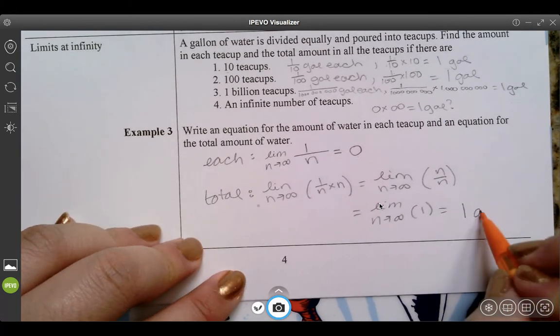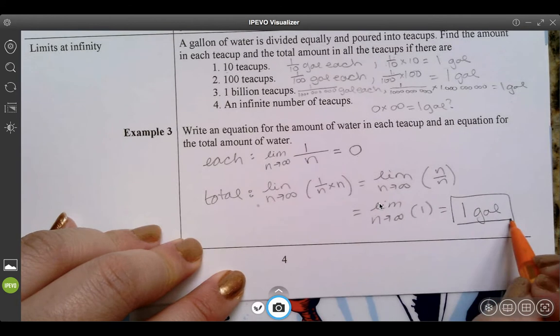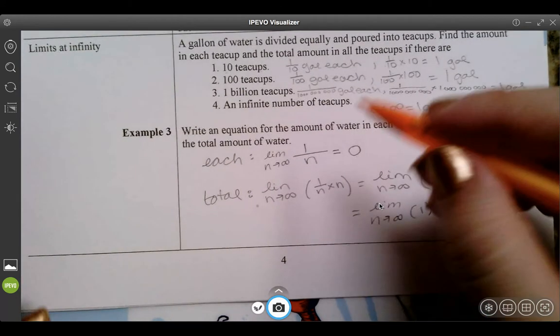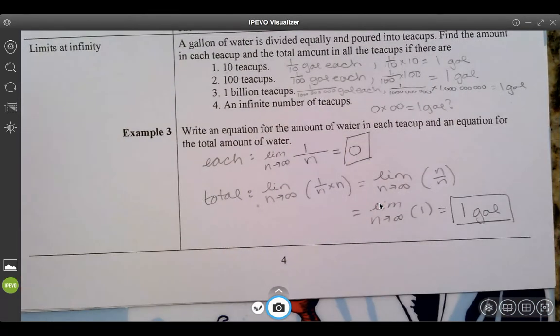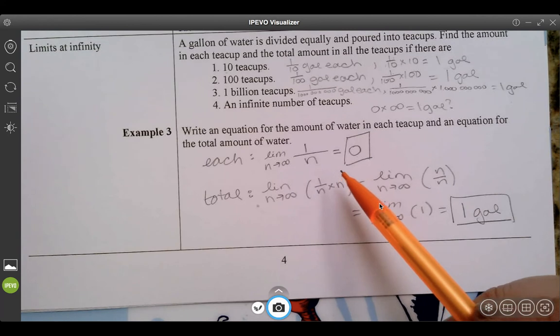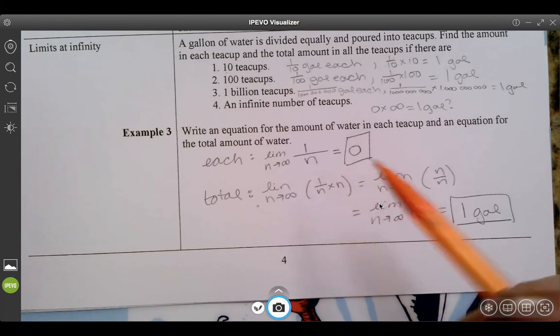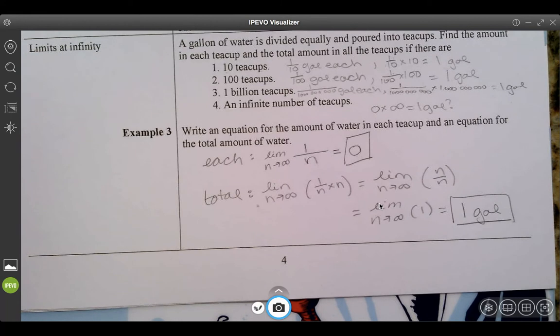Okay, so that's how we can see, using limits, this idea of splitting something into teeny, tiny pieces. If I can keep splitting them until there are an infinite number of pieces, just meaning that if I can split it, I keep splitting it, and I can always keep splitting it. Okay, then what we end up with are these infinitesimally small pieces. So we have essentially 0 water in each teacup, and yet the total still adds up to a gallon because that's how much water we had to split.